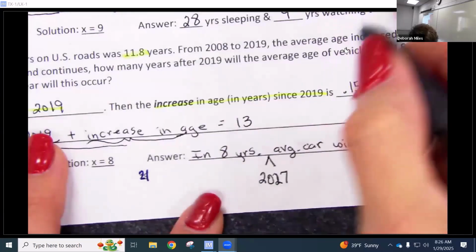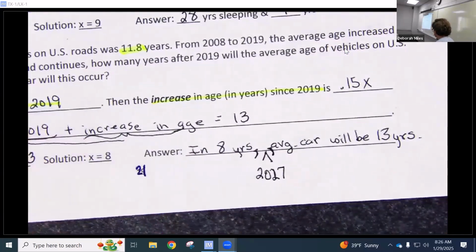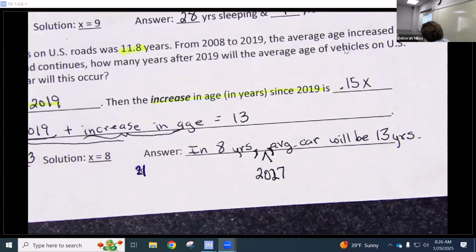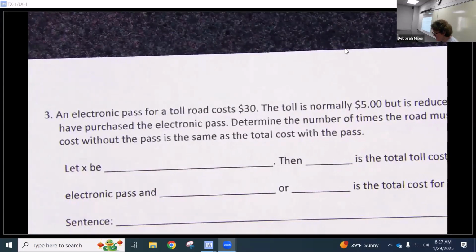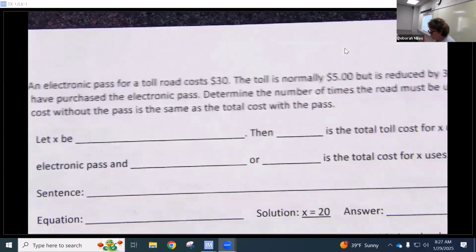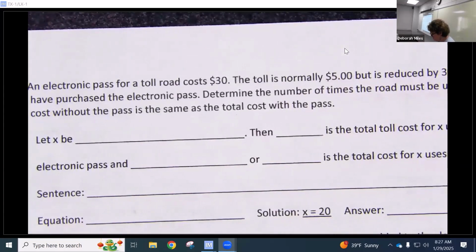in 8 years, and then maybe a comma, 2027, the average car will be 13 years. All right. As the problems get more complex, it's more important that I use my words. So number 3, an electronic pass for a toll road costs $30.